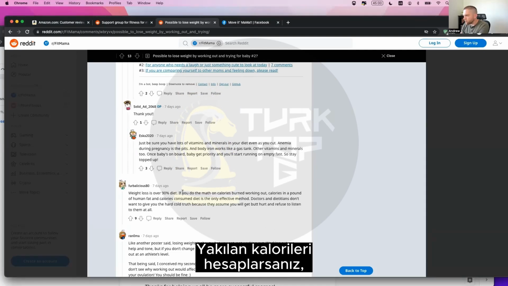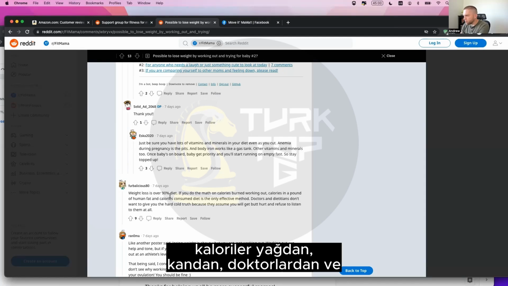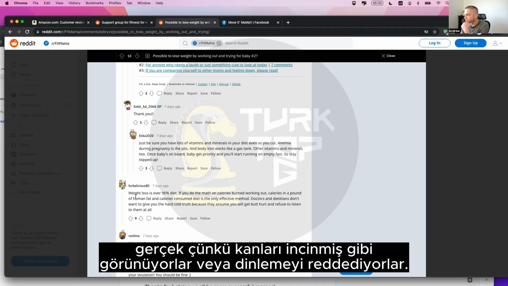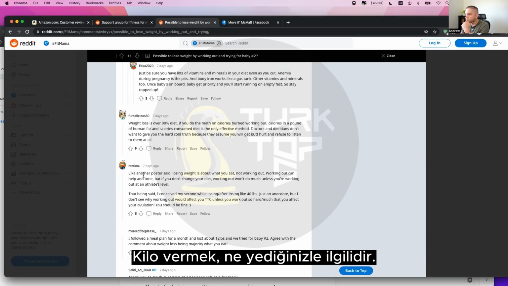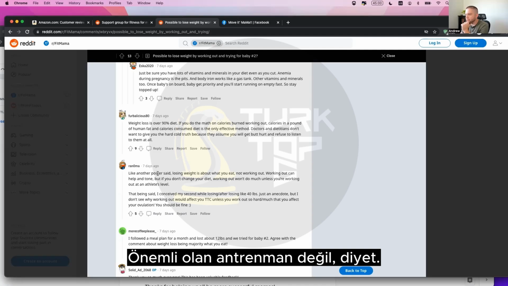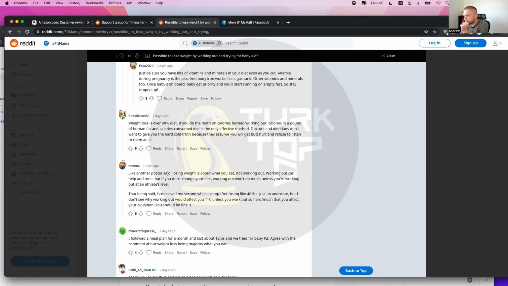Do math on calories burned out, calories a pound of human fat, blah, blah. Doctors and dietitians don't want to give you the hard, cold truth because they assume you get butthurt and refuse to listen to them at all. Losing weight is about what you eat, not working out. Workouts can help the tone, change your diet. So these people are trying to tell them, hey, it's not about the workout, it's about the diet.